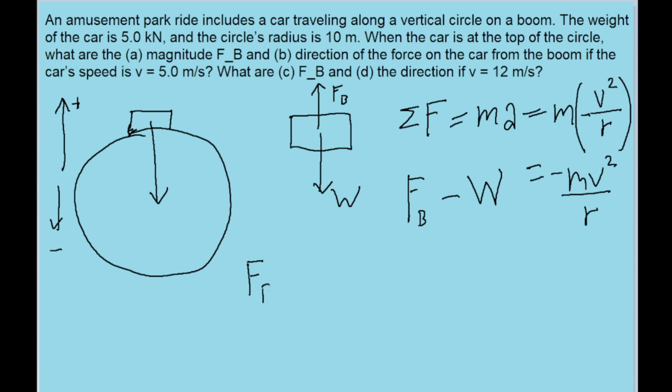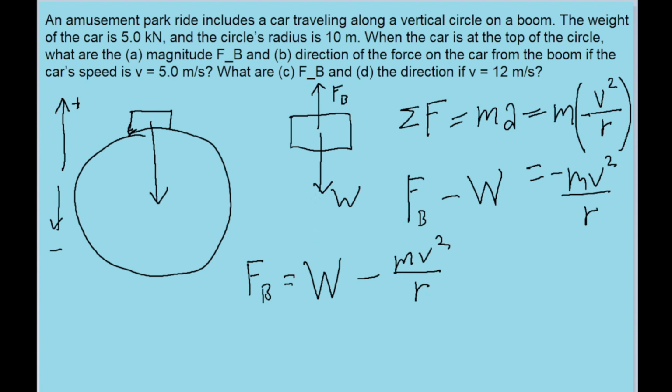So to do that, I'm just going to say that f sub b is equal to, and then I'm going to put a positive weight term here, because I'm going to add w to both sides of this equation to get f sub b on its own. So it's equal to w minus mv squared over r. This is a pretty good equation.